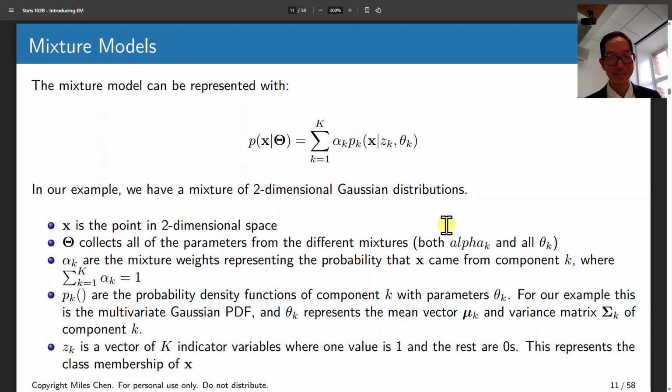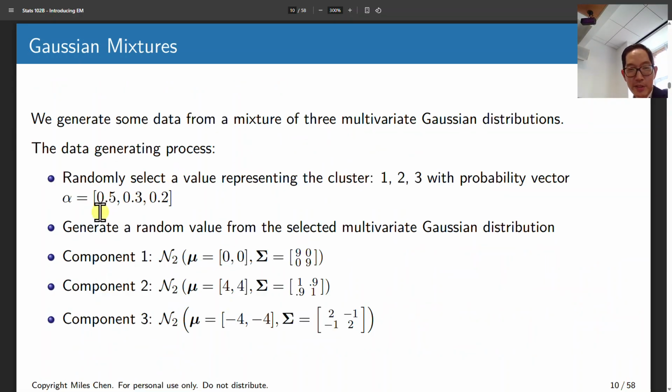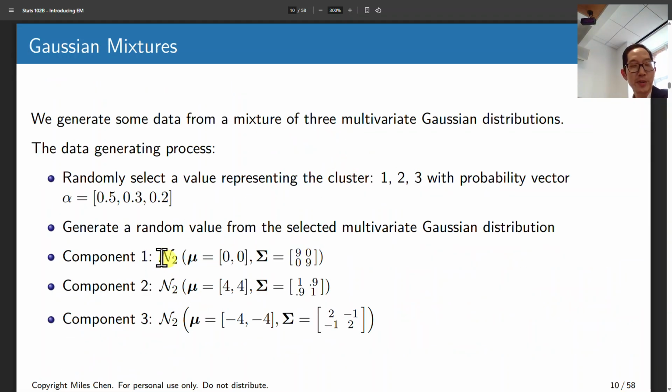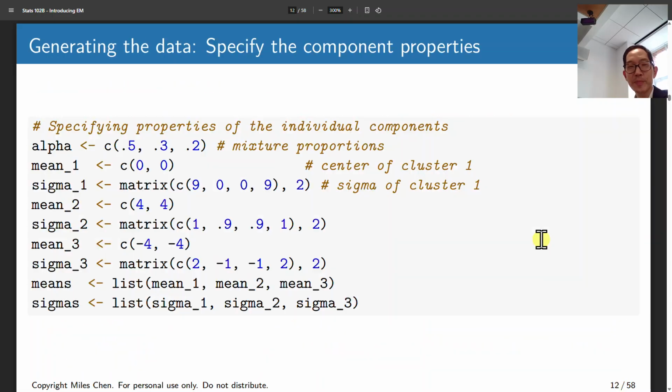Theta collects all the parameters here. We have the mixture proportions alpha, which is this vector right here, and they add up to 1. This p here is just the individual PDF, the multivariate PDF, and the z here is which cluster it belongs to: either component 1, component 2, or component 3.